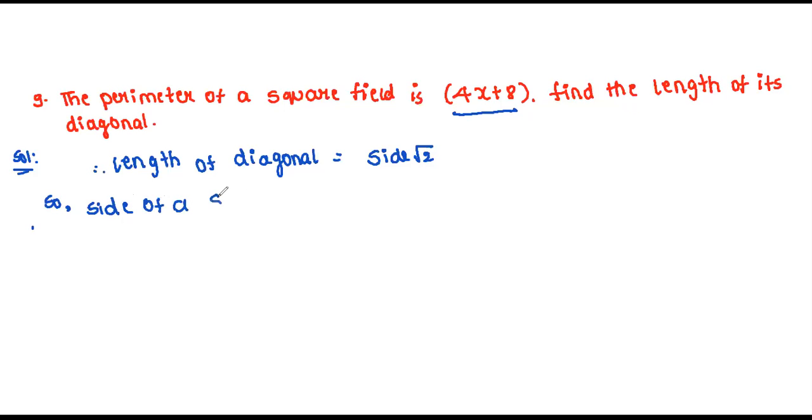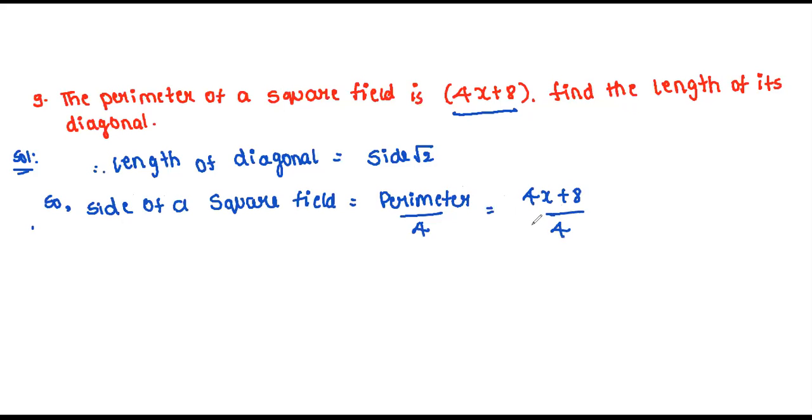Side of a square field is equal to perimeter divided by 4. So what is the perimeter they have given? 4x plus 8 divided by 4. Now coming to the length of the diagonal. How to find the length now? Before going on to that, let us solve this. 4x plus 8 by 4 is nothing but 4x by 4 plus 8 by 4.